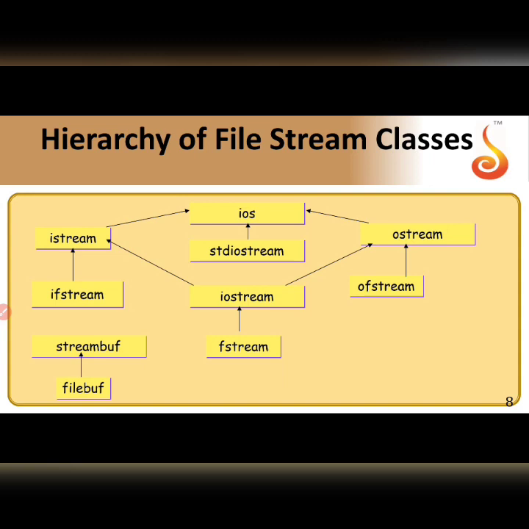So next, the hierarchy of file stream classes. Again here, ifstream provides input operations for a file, ofstream provides output operations for a file, and fstream provides support for simultaneous input and output operations. So have a look.